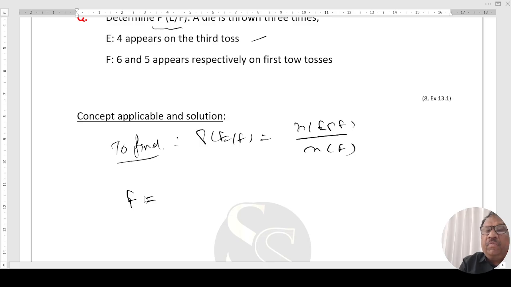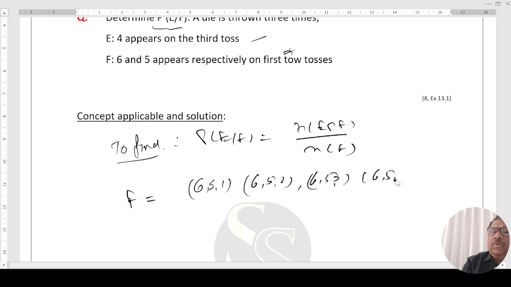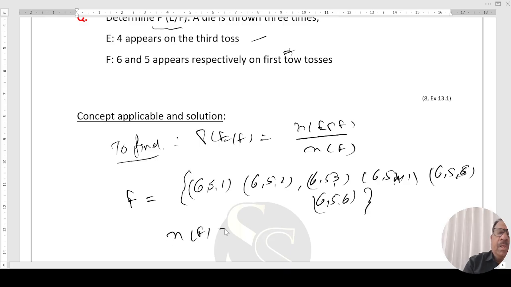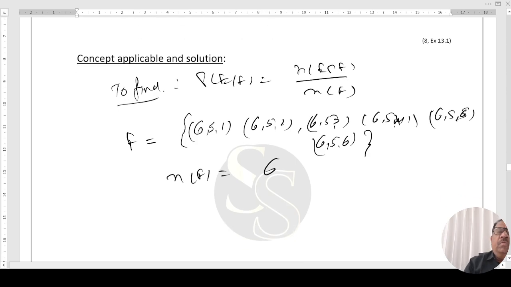6, 5 appears respectively in the first two throws. So 6, 5, 1; 6, 5, 2; 6, 5, 3; 6, 5, 4; 6, 5, 5; and 6, 5, 6. This is the sample space. NF is 6. Now, to find it, we have to find the intersection.